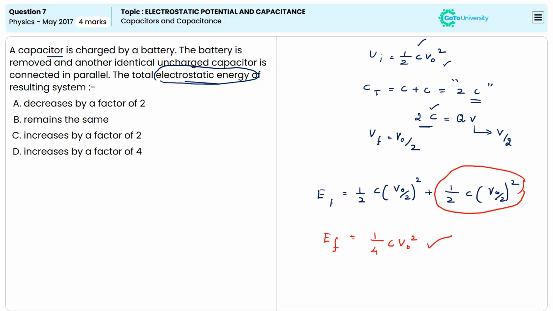So when we compare the final and the initial energy, we can say the energy was decreased by a factor of 2. So the correct answer here will be option A.